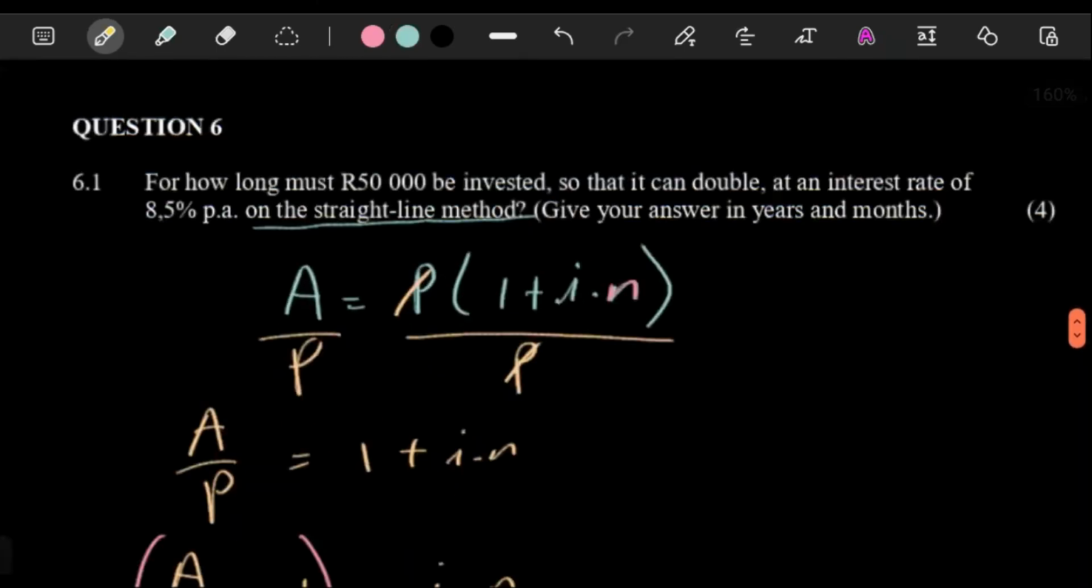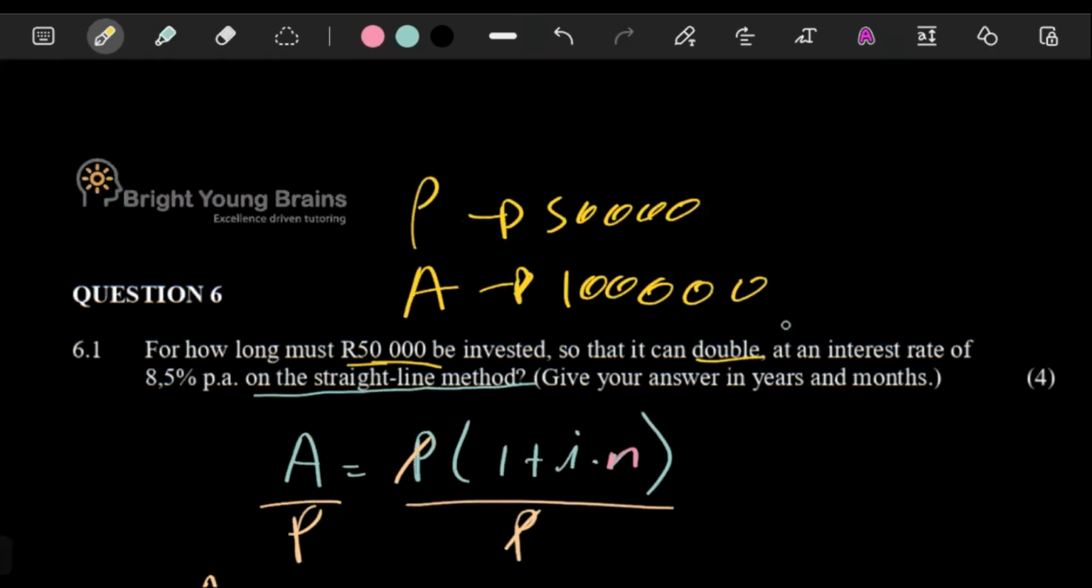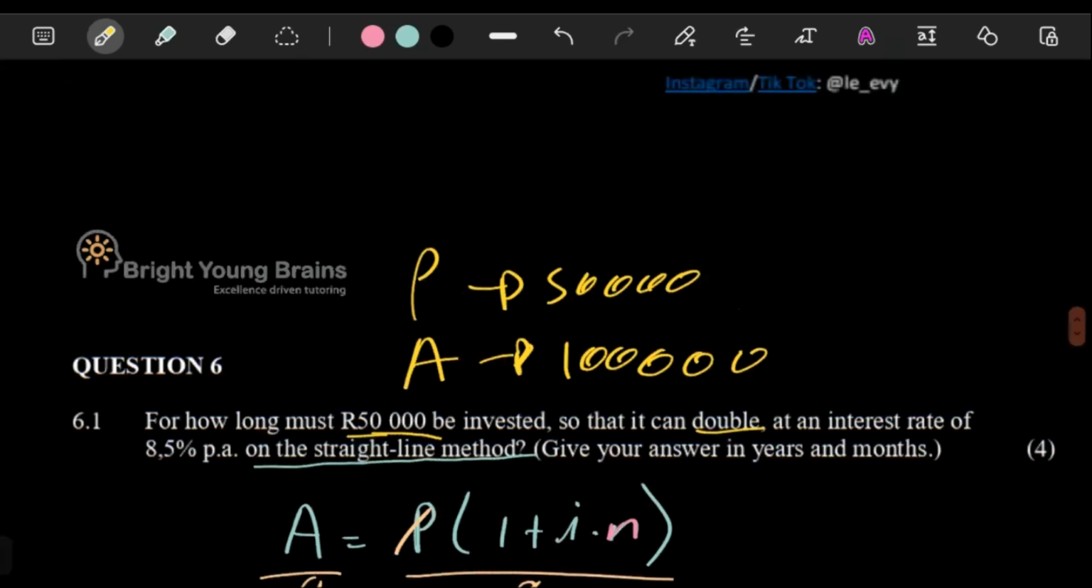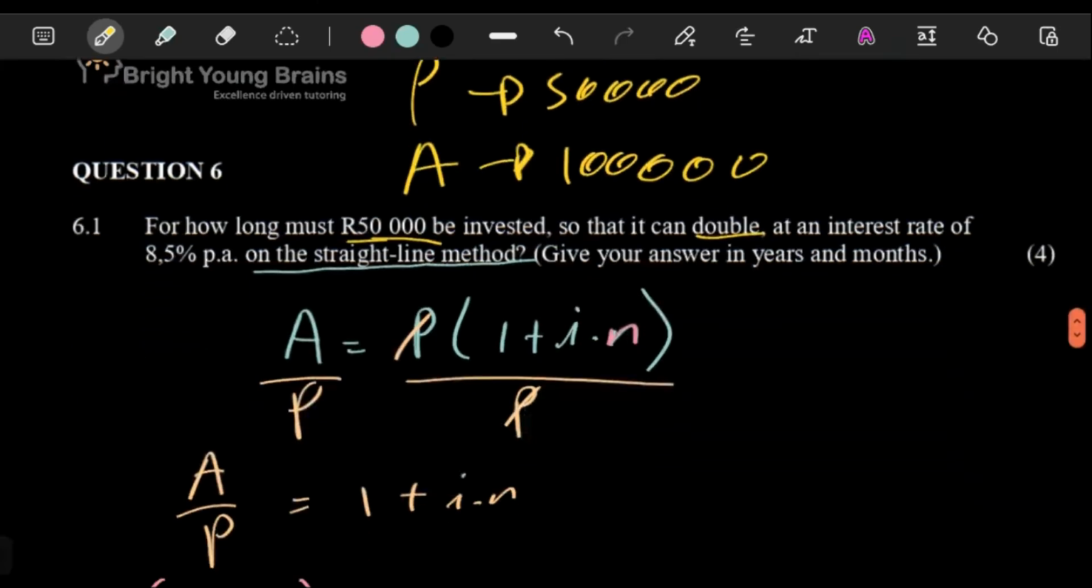But anyway, our question wants us to find out how long 50,000 needs to be invested for it to double. Meaning the amount when the investment is made is 50,000, but then the amount after the period of investment should be 100,000, because they're saying how long it takes for the amount to be doubled. So P has to be 50,000, A has to be 100,000. The interest rate is 8.5%. Our value of n is what we're looking for. And because they said straight line method, we have to use the simple interest formula.